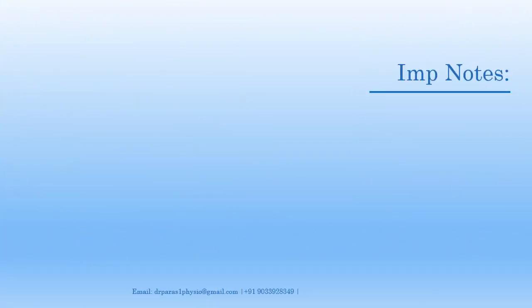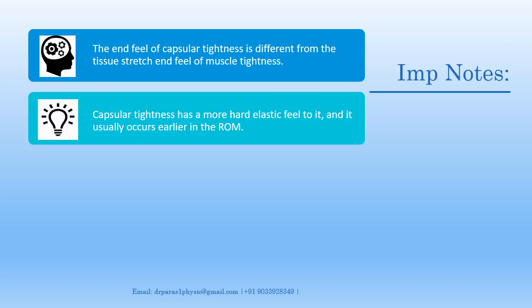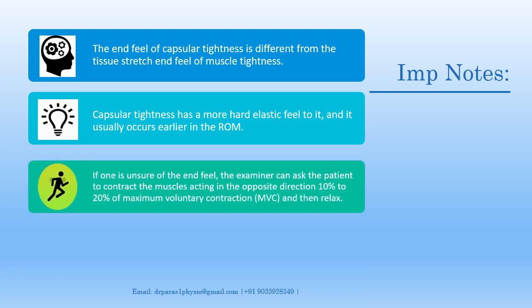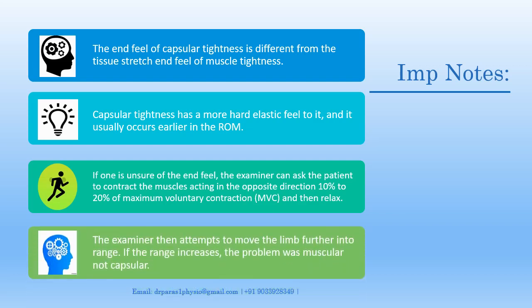Some important notes. The end feel of capsular tightness is different from the tissue stretch end feel of muscle tightness. The capsular tightness has a more hard elastic feel to it, and it usually occurs earlier in the range of motion. If one is unsure of the end feel, the examiner can ask the patient to contract the muscles acting in the opposite direction, 10 to 20% of the maximum voluntary contraction, and then relax. The examiner then attempts to move the limb further into the range. If the range increases, the problem was muscular and not capsular.